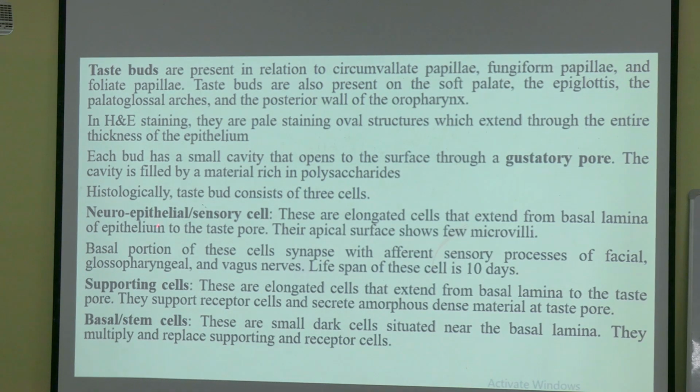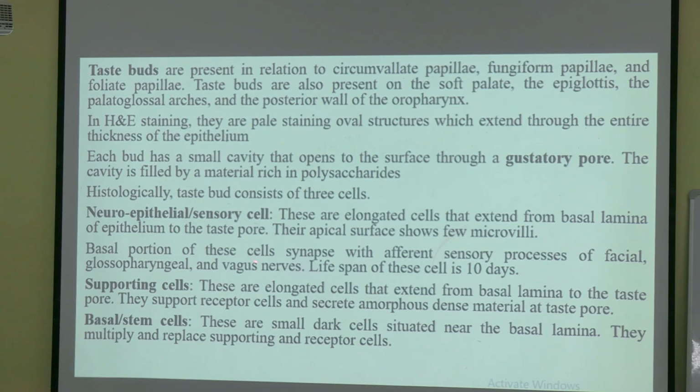You can see neuroepithelial cells, also called the sensory cells. Now these cells are very important. They are elongated cells that extend from the basal lamina of the epithelium to the taste pore. From the pore to the basal lamina, this is the extent of the neuroepithelial cell. On the apical surface, they have a few microvilli also.